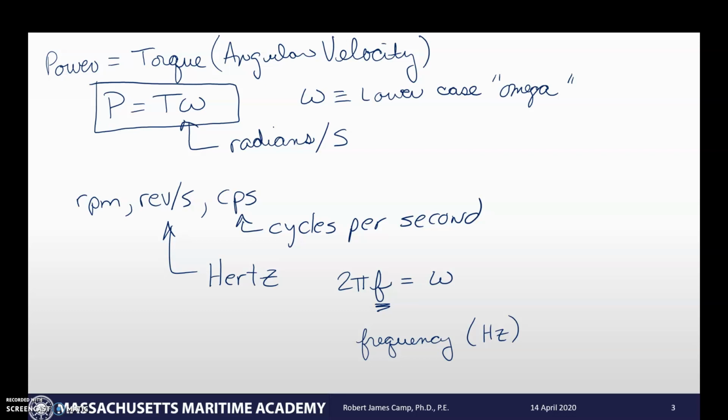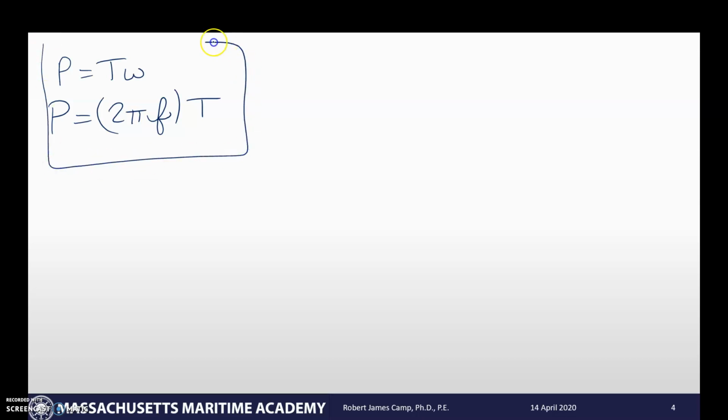So therefore, what you could do is take a look at this. Our normal equation is, okay, well, power is just the torque times the angular velocity. But we can also say that power is equal to 2 pi frequency times the torque. Both these equations are the exact same. So either one of these we can use for calculating how much power is transmitted on the shaft.